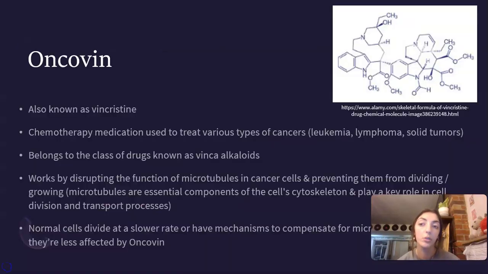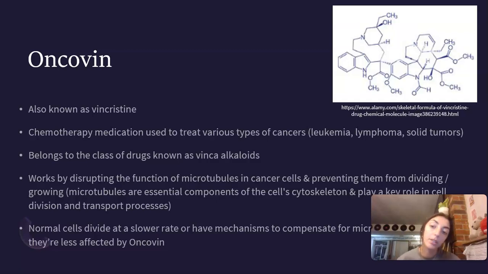So to look further into Oncovin, the structure is shown up top there, and it's also known as vincristine. That's the more common name of it. It's a chemotherapy medication used to treat various types of cancers, such as leukemia, lymphoma, and solid tumors. It belongs to the class of drugs known as vinca alkaloids, and the way it works is it disrupts the function of microtubules in cancer cells, and this prevents them from dividing and growing.